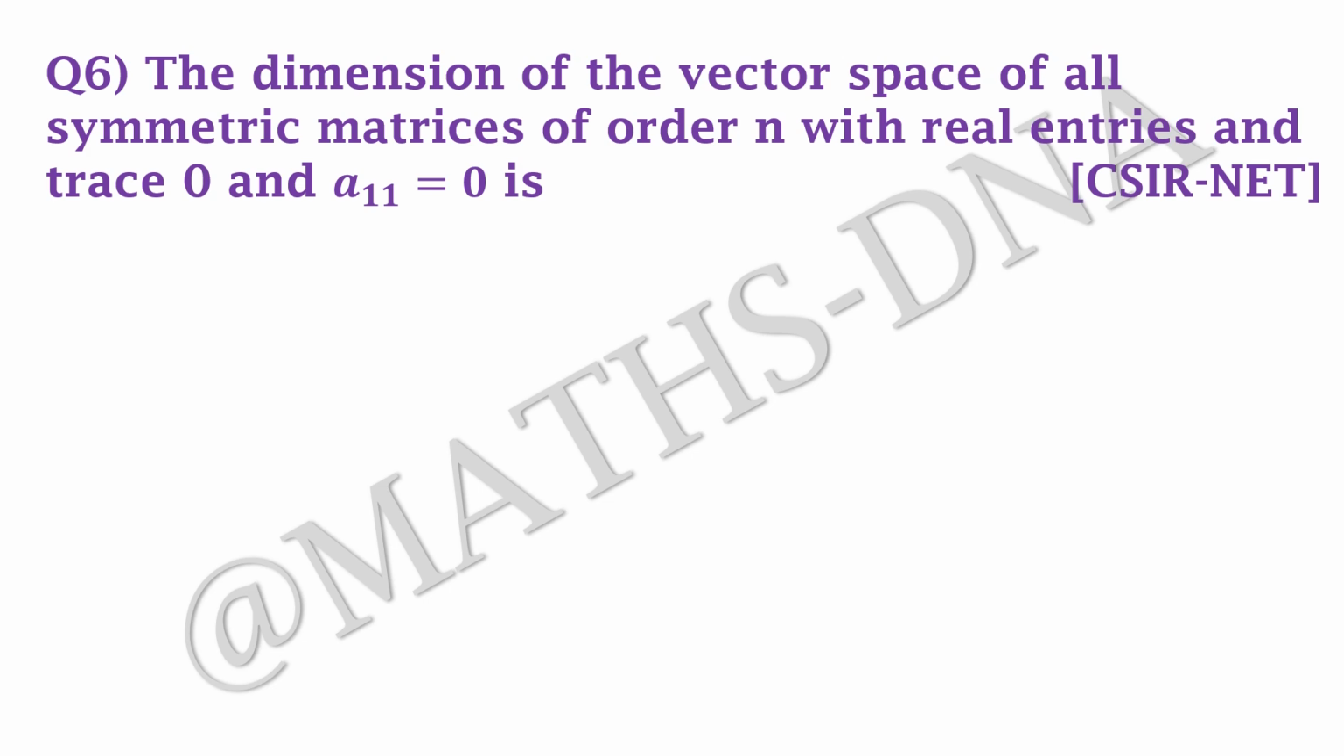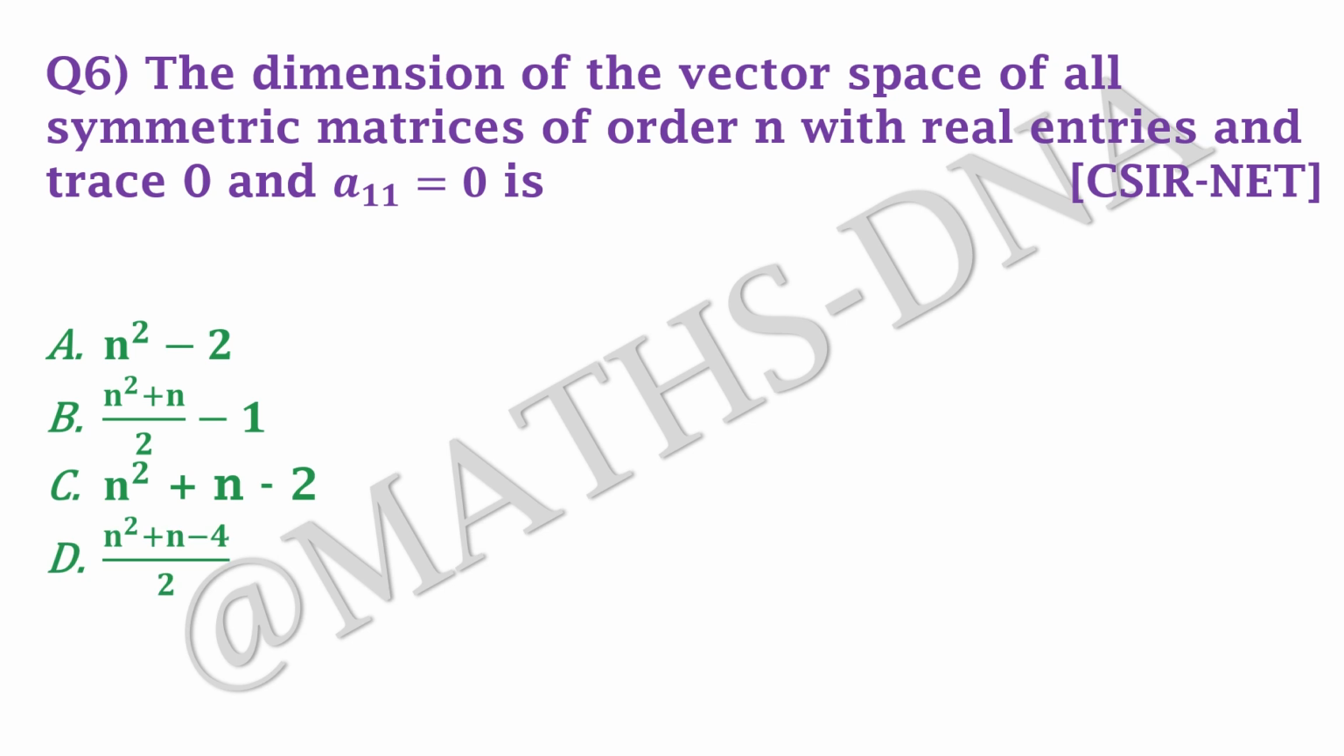The dimension of the vector space of all symmetric matrices of order n with real entries, trace 0 and A11 equal to 0. This question is similar to the previous one, but here one more condition is added, that is A11, the first row and first element, is also 0. And this question was asked in CSIR-NET examination. The options were A n square minus 2, B n square plus n by 2 minus 1, C n square plus n minus 2, and D n square plus n minus 4 by 2. You can pause the video over here and try it by yourself once. Now let us solve it.